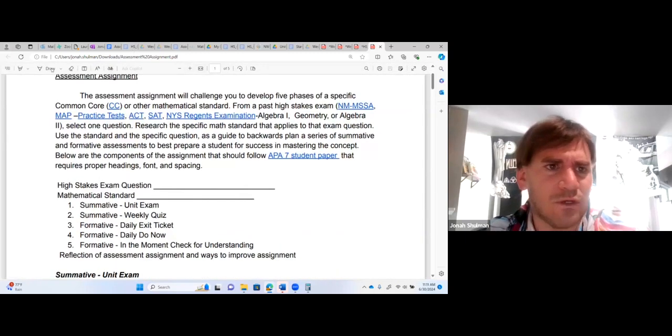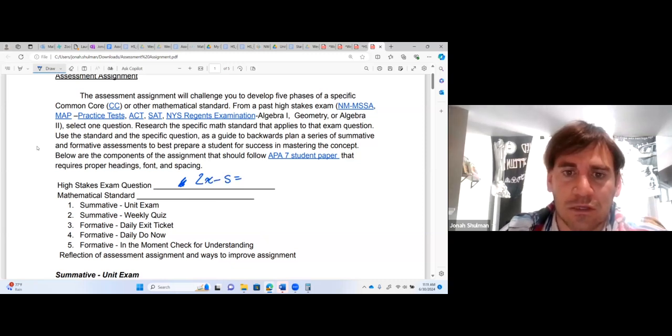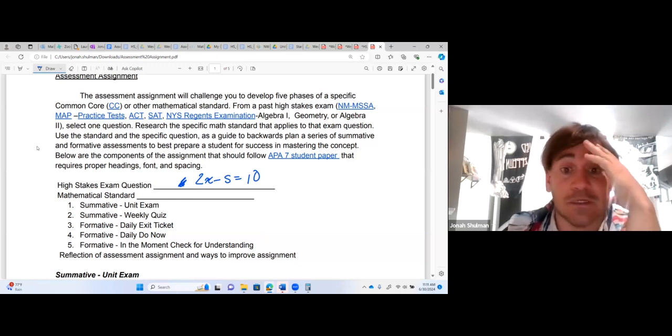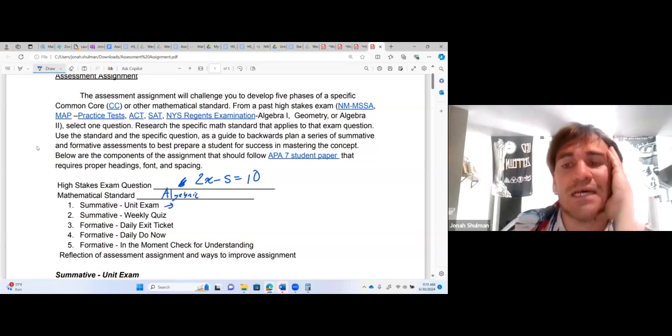So whatever standard, and this is a great way to backwards plan or set up your unit. So whatever question you have, right? Whatever this question is, it could be something as simple as 2x minus 5 equals 10, right? Nothing crazy. How do they solve that? You know, what standard is this? Well, we can look up the Common Core standard, but I'm sure it's algebraic something or other, and we'll do one. But what does the test look like, right? How will they be able to solve this on a test? What would the test questions look like?